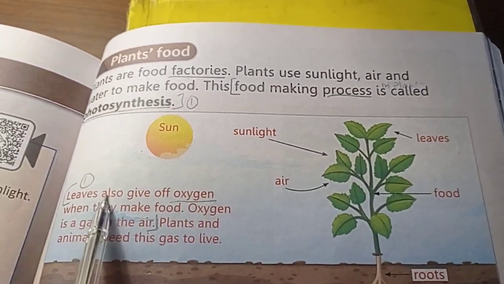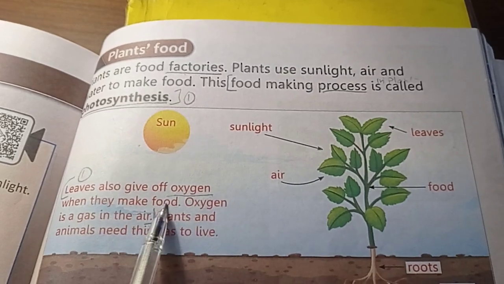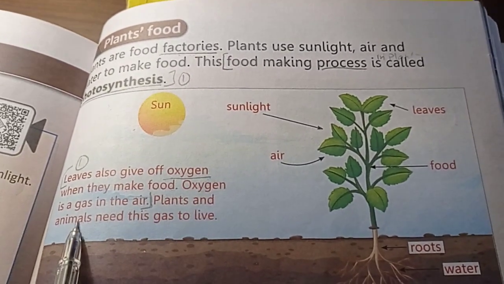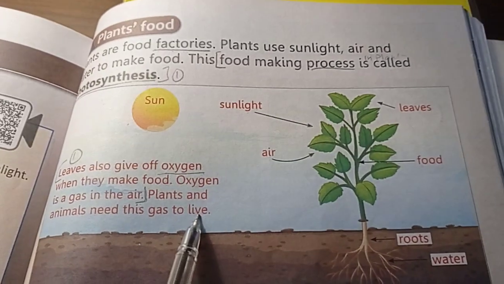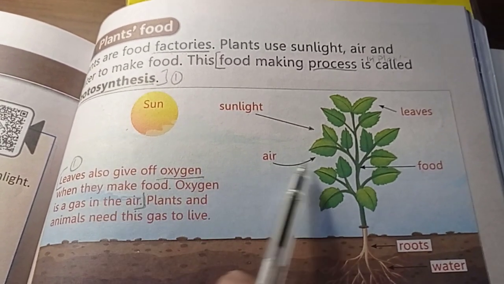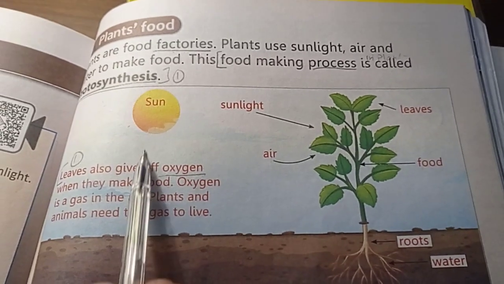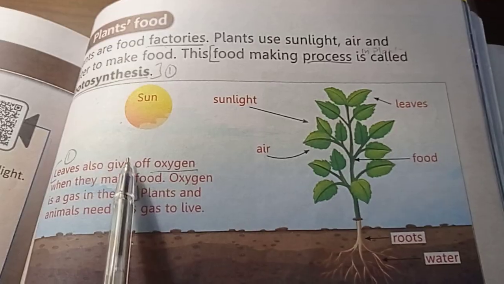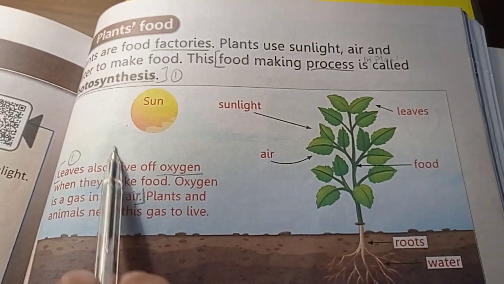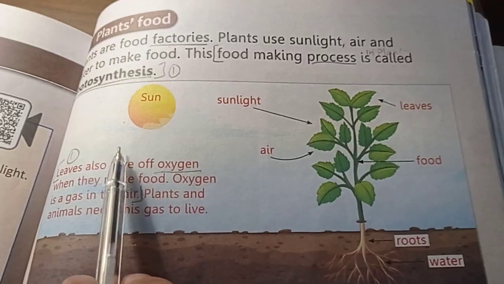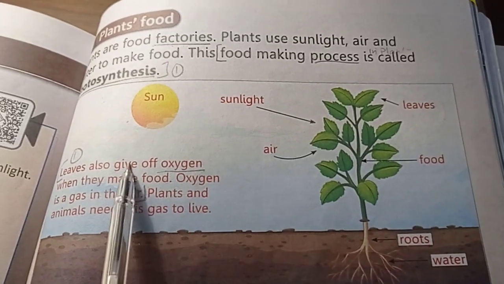Leaves also give off oxygen when they make food. Oxygen is a gas in the air. Plants and animals need this gas to live. As you all already know, the plants are giving off the oxygen and they are taking in the carbon dioxide, and the human beings are giving out the carbon dioxide and taking in the oxygen.